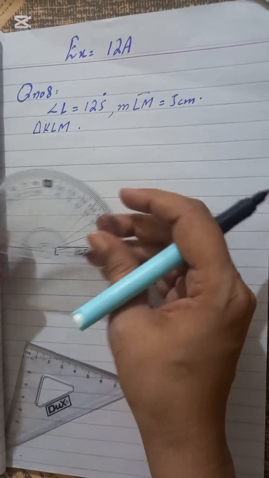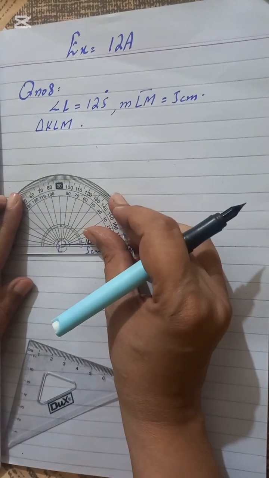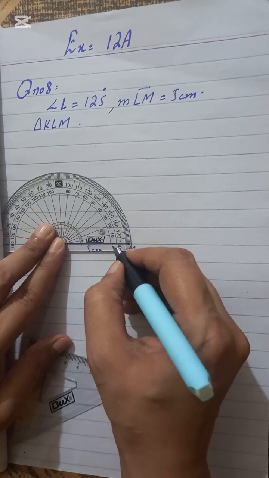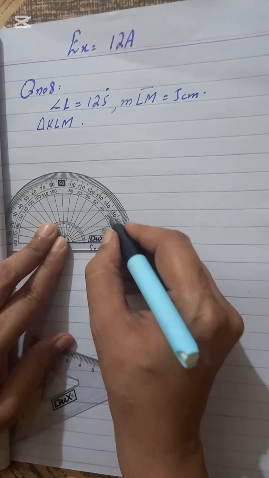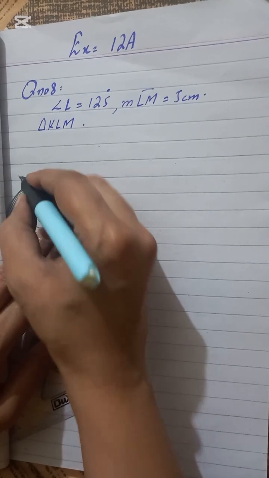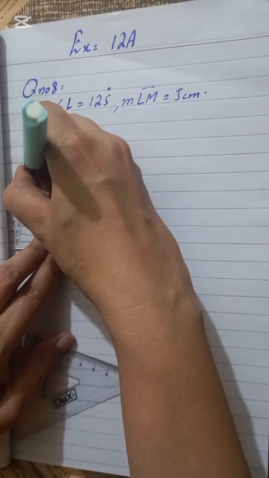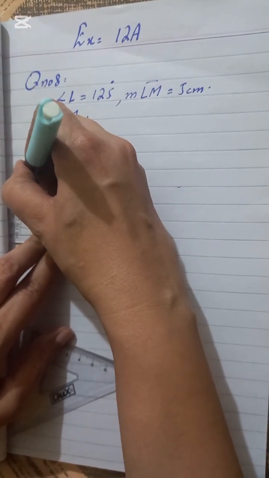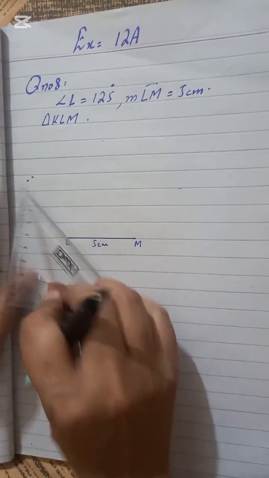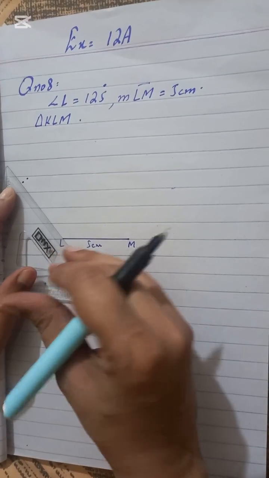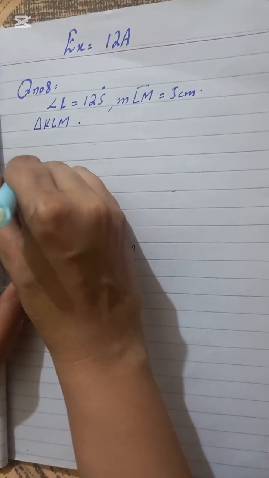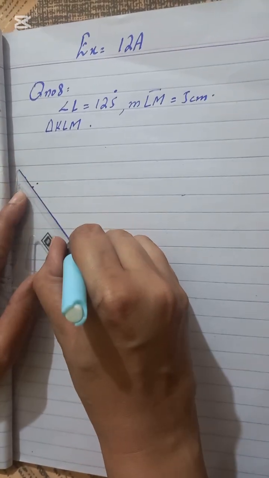Use your protractor. From the inner scale we use the zeros, 10, 20, 30, 40, up to 120, and mark the 125 degree angle. Mark 125, and then join it. Okay.